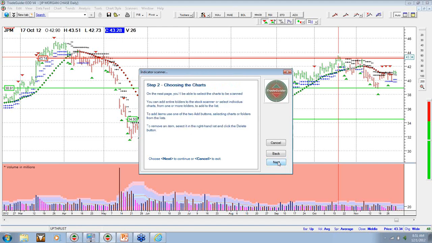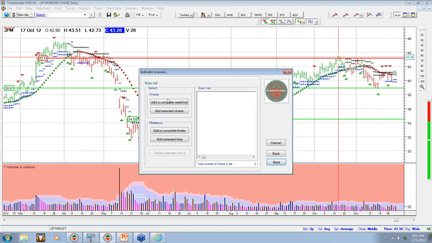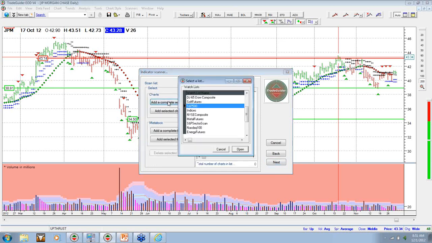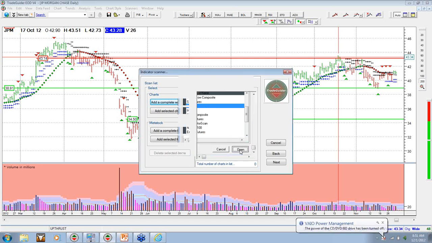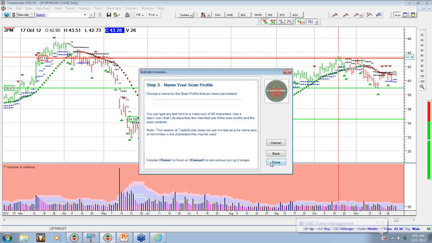Click on next. Okay, so on the next page I'm going to choose the charts to be scanned. What do I want to do? I want to add a complete watch list. Let's scan the S&P 500. We could scan any of these, the energy futures, the NASDAQ, the New York Stock Exchange, and you can add as many watch lists as you want. But for the moment, we'll just add the S&P. Click on Next, and we'll call this Foundations Course Scan.